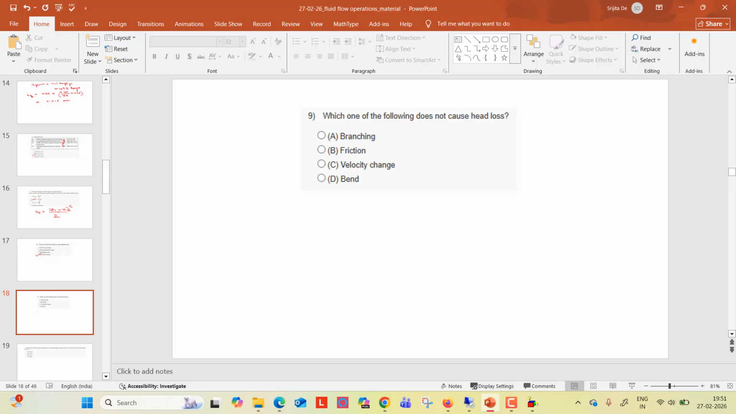Which one of the following does not cause head loss? Branching, friction, velocity change. If branching happens in a channel, obviously there will be energy dissipation. Friction increases, energy dissipation will increase. If some kind of bend is there, then energy dissipation will change. But if the velocity changes, then there is no energy loss as such. Pressure difference will be there, but there is no energy loss. So it is the velocity change.